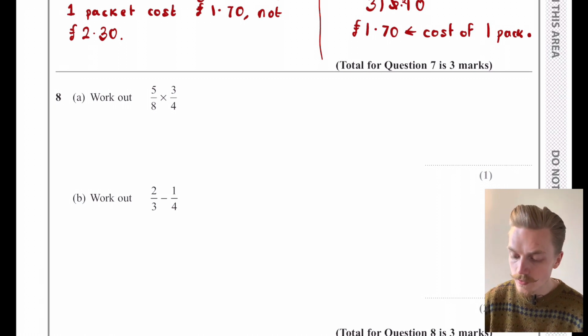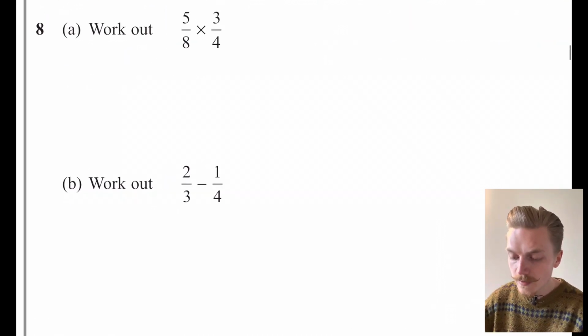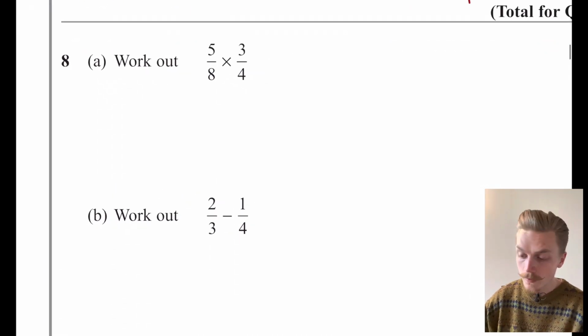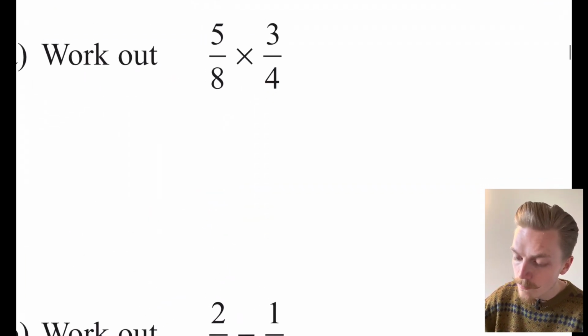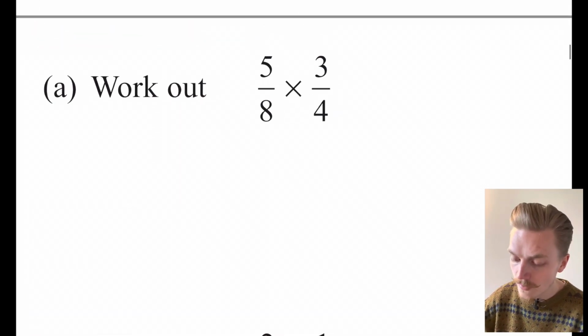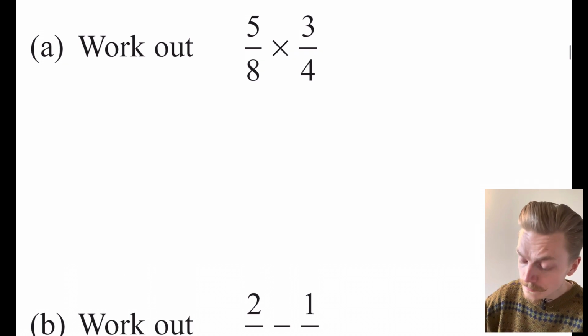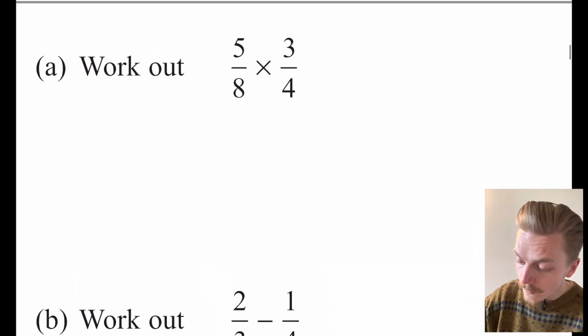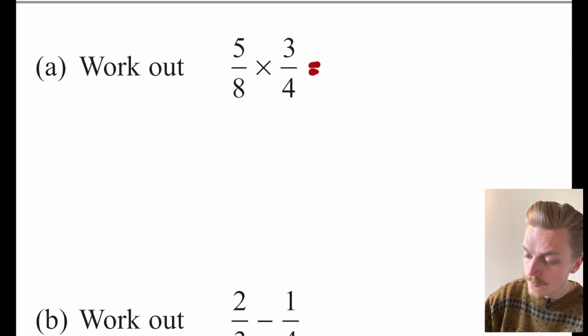So I've got 2 more questions. So question 8 is split into A and B, and it's some fraction work. So first question is about multiplying fractions, and then we've got subtraction. So multiplying fractions, it's nice and easy. It's probably the easiest operation to do with fractions.